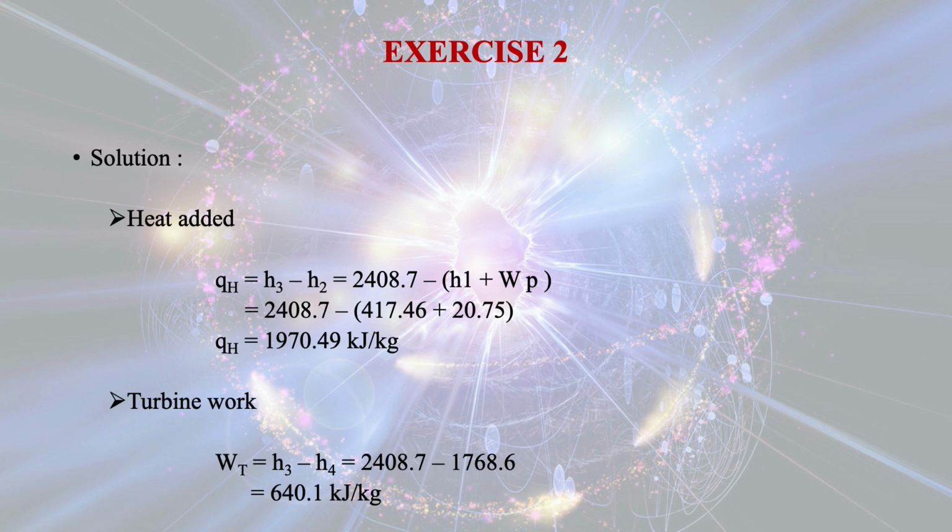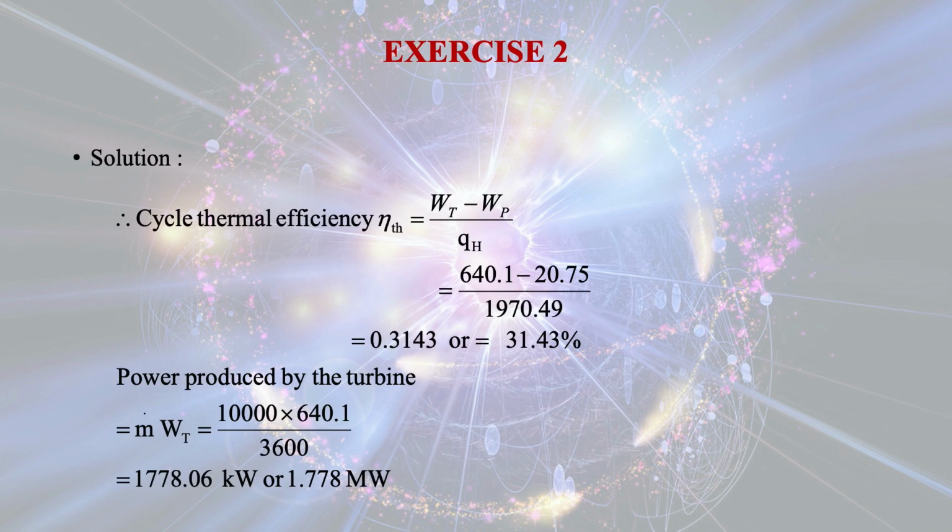Finally you will get the value of QH is equal to 1970.49 kilojoule per kg. The turbine work is WT is equal to H3 minus H4, but if you put the values of H3 and H4, finally you will get the turbine work is equal to 640.1 kilojoule per kg.